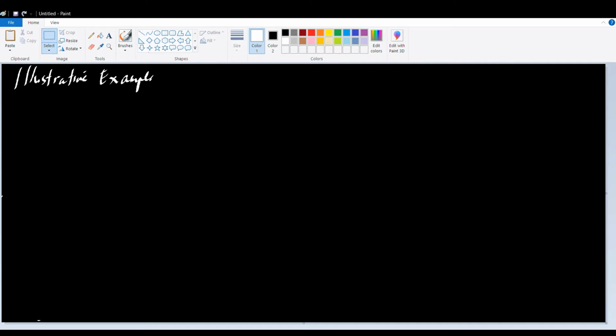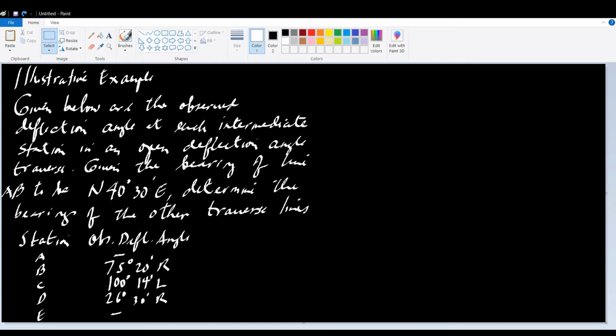Let us now work on the following illustrative example. Given below are the observed deflection angles at each intermediate station in an open deflection angle traverse. Given the bearing of line AB to be north 40 degrees 30 minutes east, we determine the bearings of the other traverse lines. So we have 5 traverse stations A, B, C, D, and E. For the intermediate stations B, C, and D, we are given the observed deflection angle. So we can start at A.